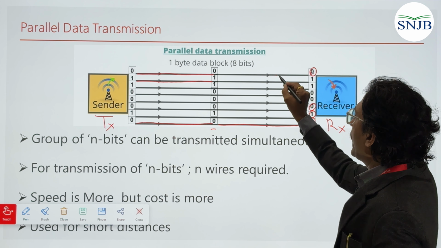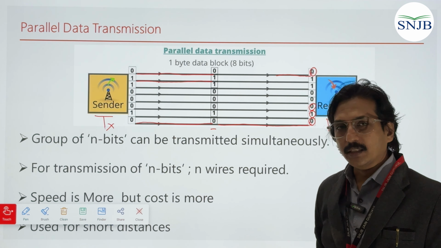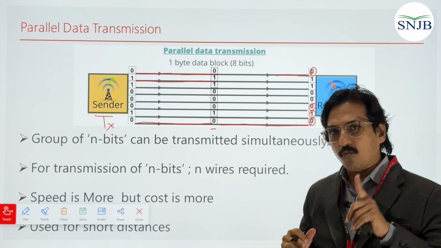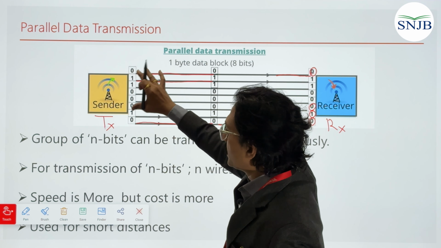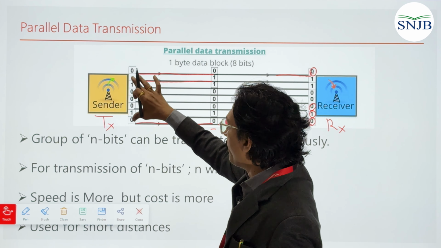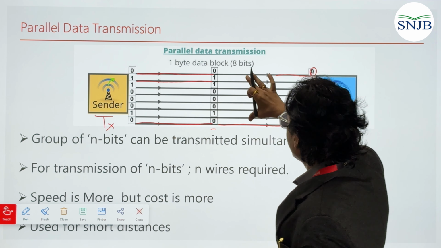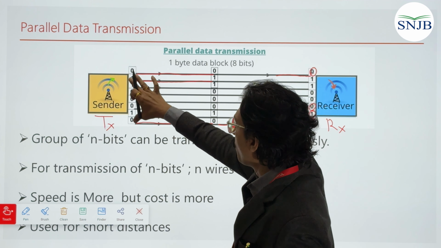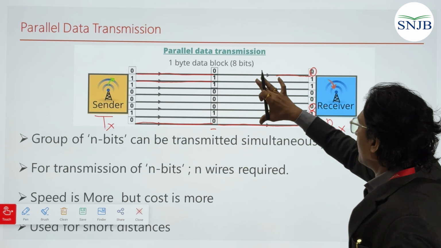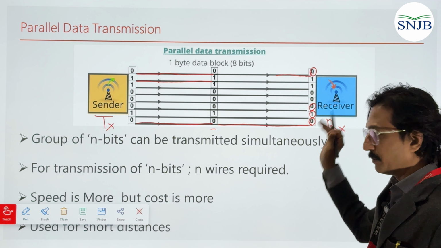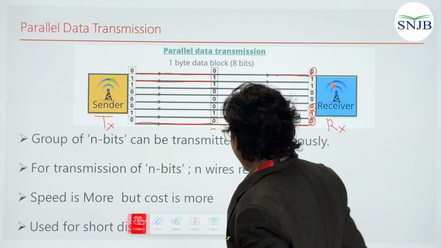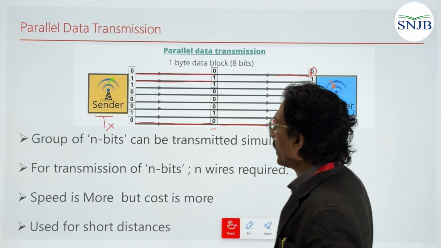So each and every line is responsible for propagation of one bit at a time. You can say that these 8 bits are funneled onto the parallel bus, and those bits propagate from the transmitter or sender to the receiver, and 8 bits can be received on the receiving side. This is how parallel transmission works.